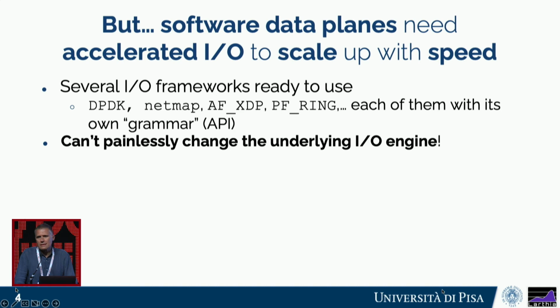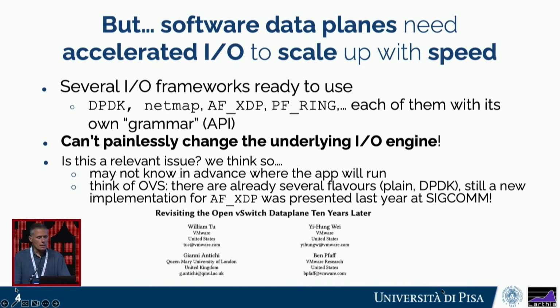This brings a sort of portability issue that we believe is relevant to address, because first, we never know where an application will end up running, and second, we have evidence of that. If you think of Open vSwitch, for example, there are already several incarnations of OVS, but then last year in SIGCOMM there was published a paper about another incarnation of OVS, the one for AF_XDP.